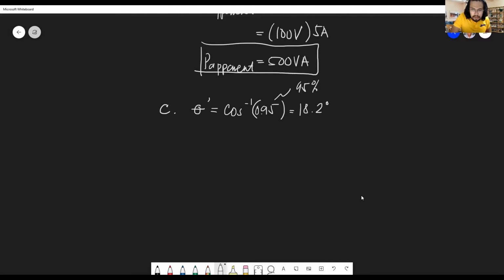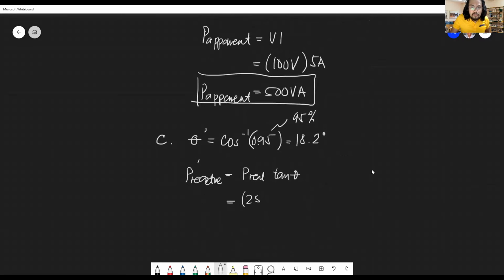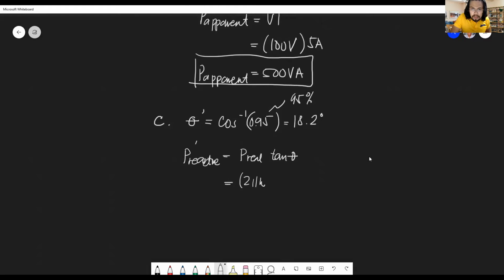So we want to establish a value for your new P reactive, because the reactive is what we want to reduce. So the P reactive would need to become what? We have to have a P reactive value of P real times the tangent of theta. Okay, so this is 211 watts times tangent of 18.2 degrees.